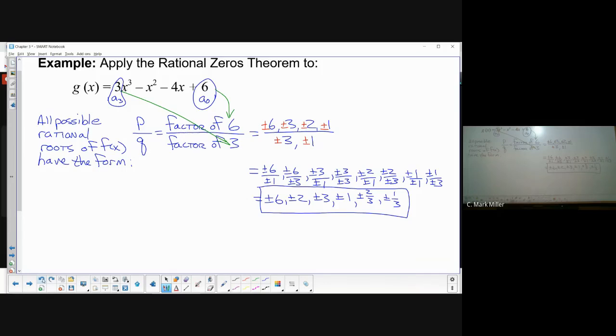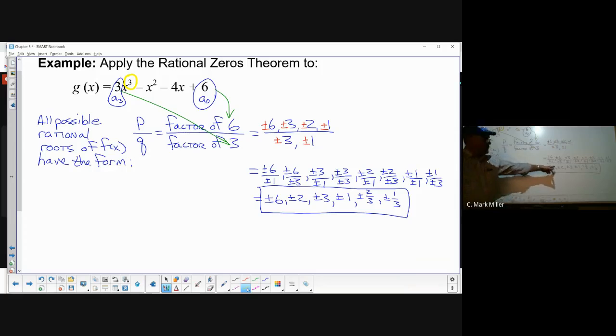Now, at most, this is a theorem that's coming up. Since this is a polynomial function of degree 3, it will have at most 3 roots. Now, in fact, it will have 3 roots if you count multiplicities. So if I have x minus 1 squared, that's going to count as 2 roots.